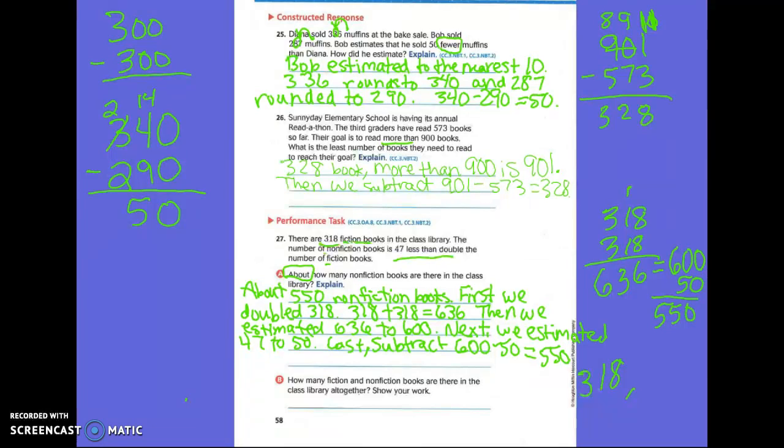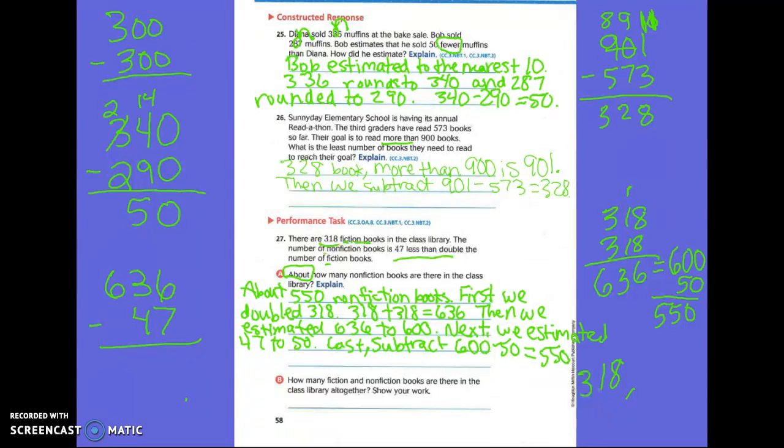How many nonfiction books do we have? Leander? 550. No, that's the estimate. What was the actual answer? Or yes, it was. Okay, that was the estimate. So we have to find the real answer. All right, let's find the real answer. So we're going to have to do 636 minus 47 to find the answer. So let's do that. Okay, so we're going to write 636 minus 47, and we're going to work it out.